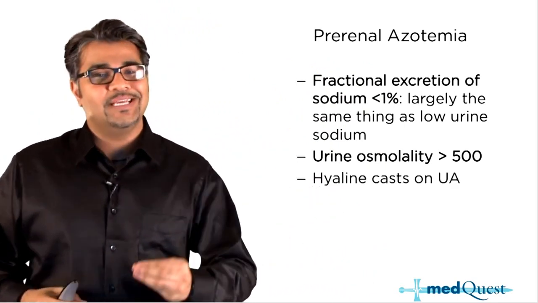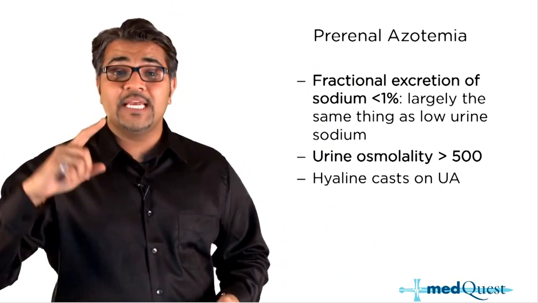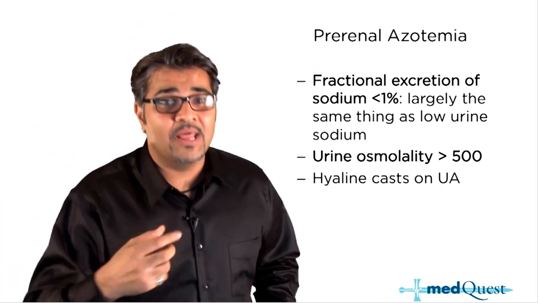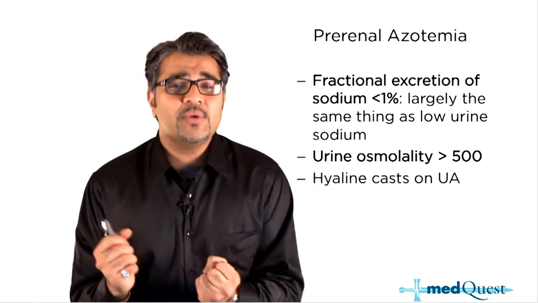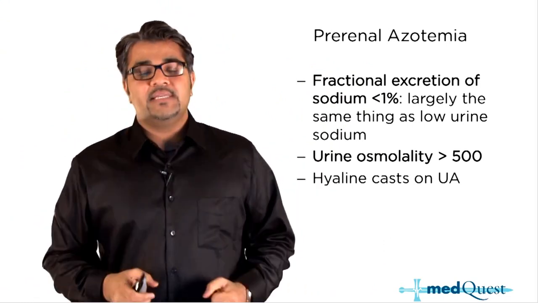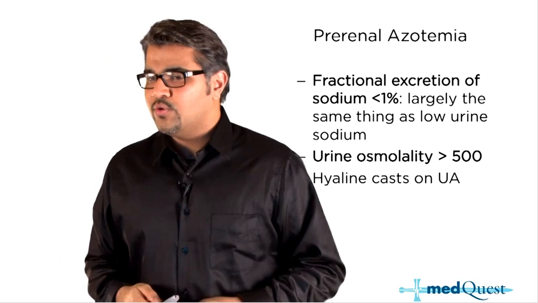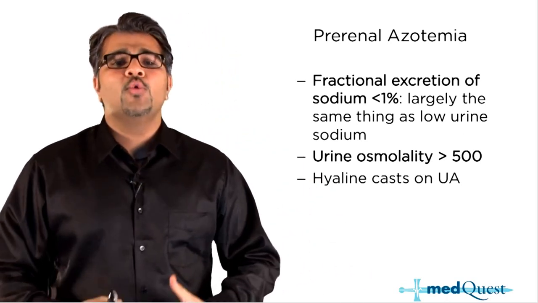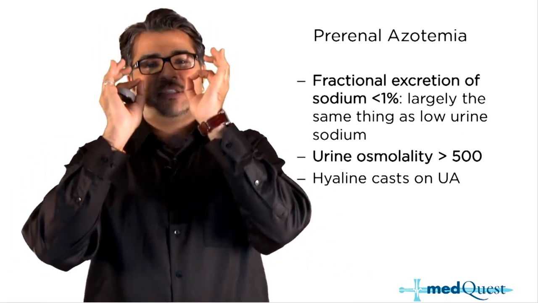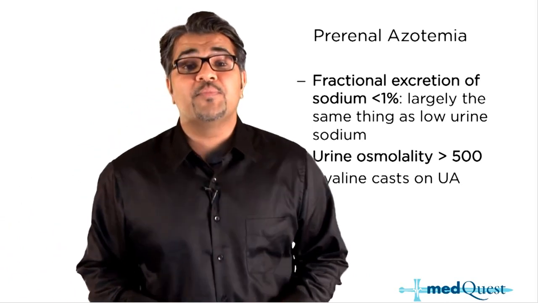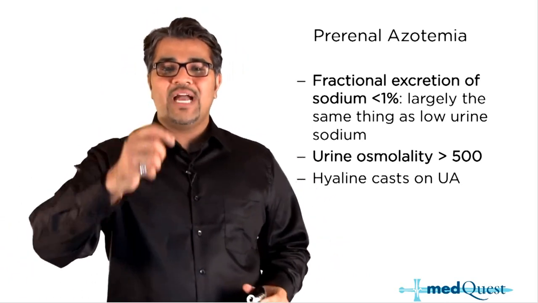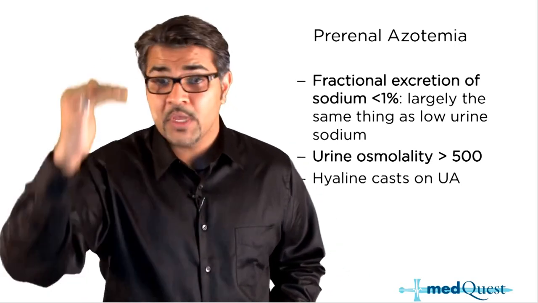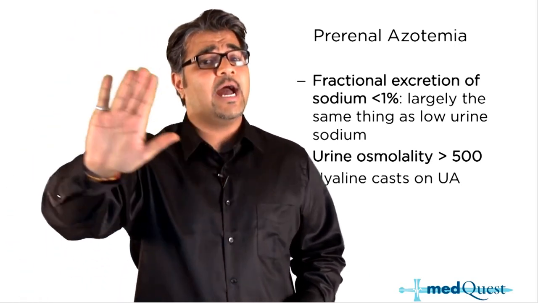And you're going to see some casts. Yes, we're going to take the urine, we're going to spin it down, we're going to take the sediment, and then we're going to look at it in a microscope. And what are we going to see? We're going to see hyaline casts on UA. Hyaline casts are very, very commonly seen in prerenal azotemia. Write that down, hyaline casts. I want you guys to take a separate sheet of paper right now, because we're going to be going through talking about all kinds of casts.